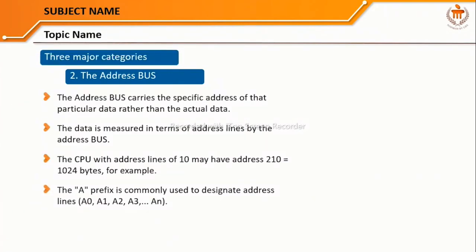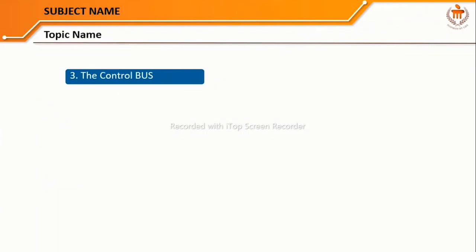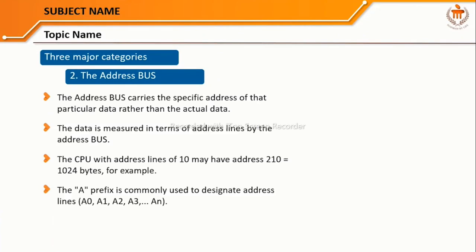The next one is address buses. What is the role of address buses? Address buses carry the specific address of that particular data rather than the actual data. It means address buses take information to a particular address. It doesn't mean they can put the data in any place in memory. So address buses carry the data from a specific address, and they measure it in terms of address lines.